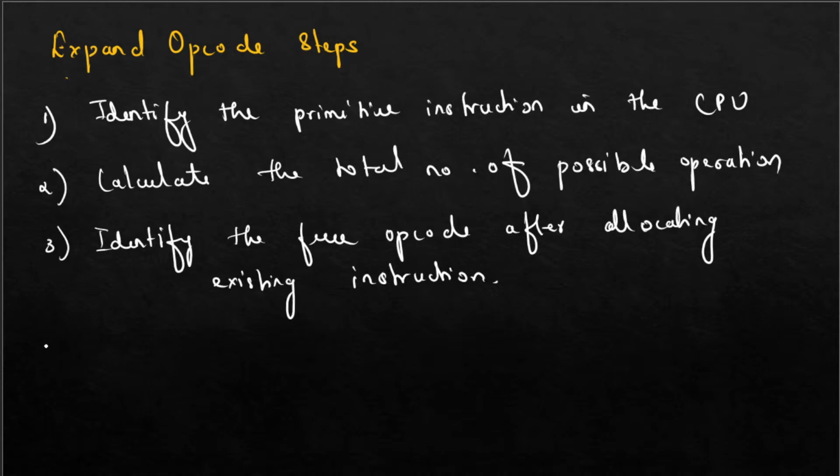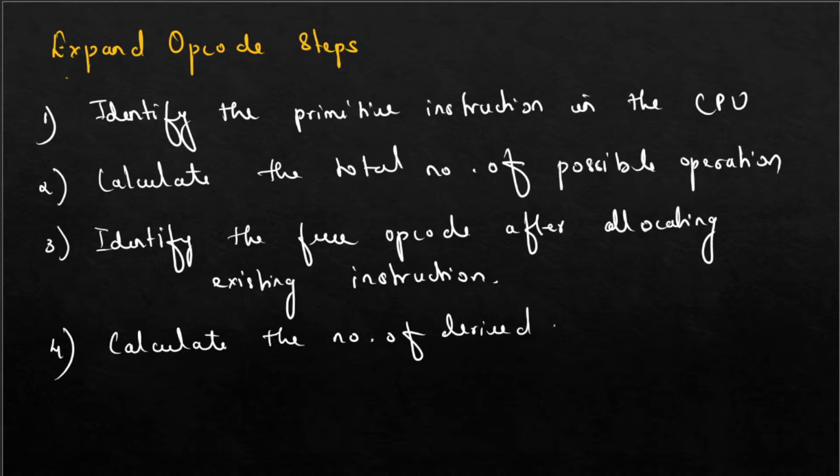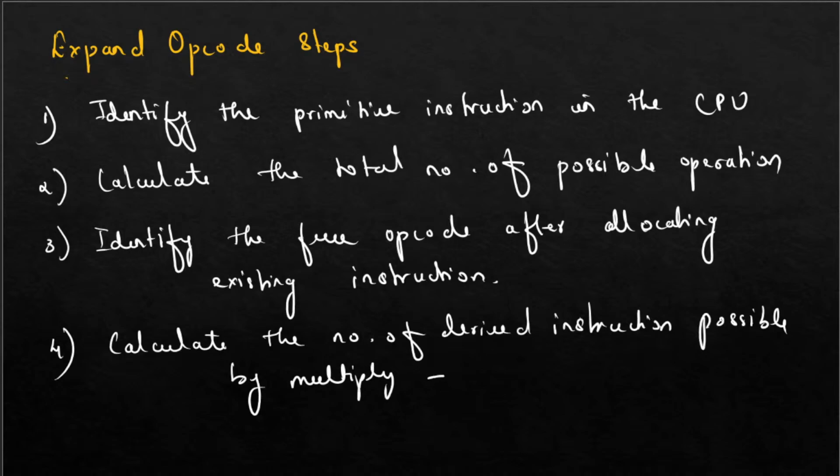Okay. Fourth is calculate the number of derived instructions possible by multiplying free opcode into 2 to the power increment bit in opcode.